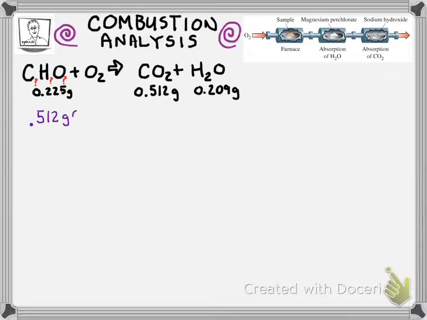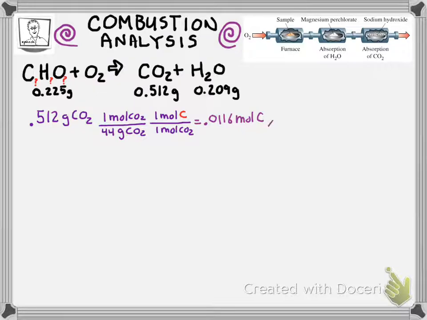So our first step is to try to figure out how much carbon is in the compound. We've got to do that by converting the 0.512 grams of carbon dioxide into moles of carbon dioxide. And then we look at the mole-to-mole ratio. For every 1 mole of carbon dioxide, we get 1 mole of carbon. And at this point, I like to stop and calculate the moles of carbon, because you're going to need that in a second. But right now I'm going to convert the moles of carbon into grams of carbon, because I want to figure out how many grams of carbon are in the compound.